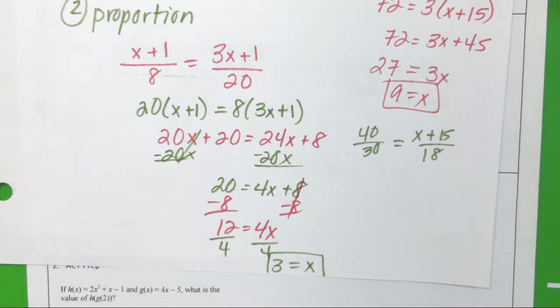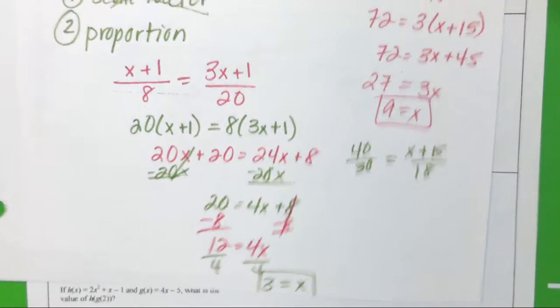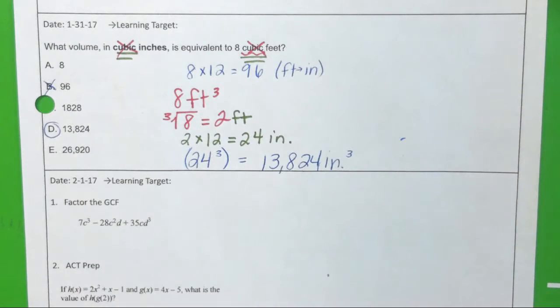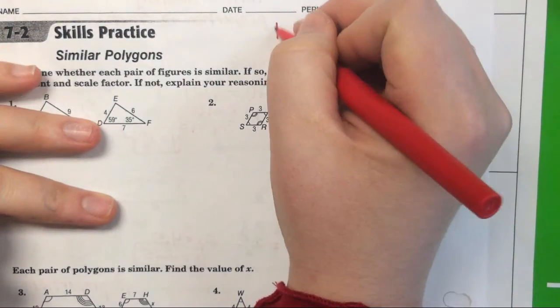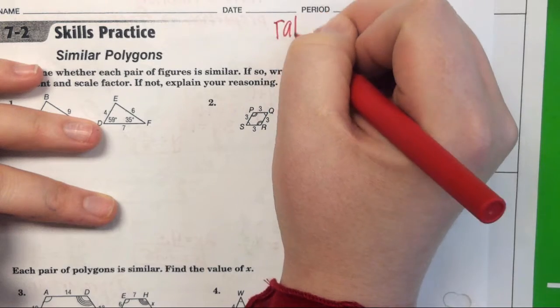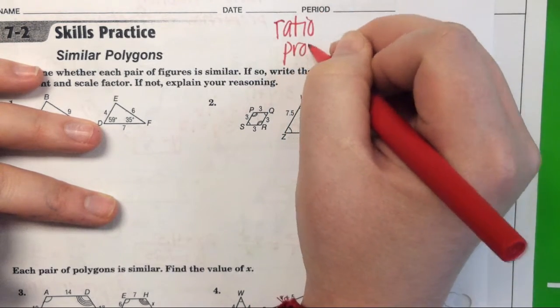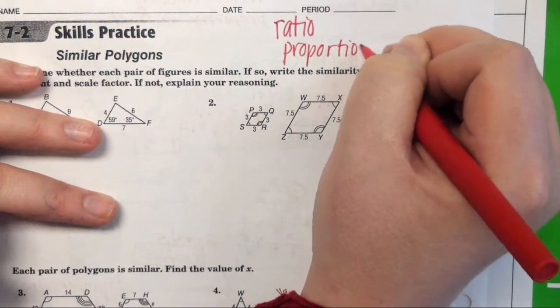Point that is going to come today. So in 7-1, there were 3 vocab terms that I wanted you to remember. What were the 3 vocab terms? Okay, ratio, proportion, and scale factor.